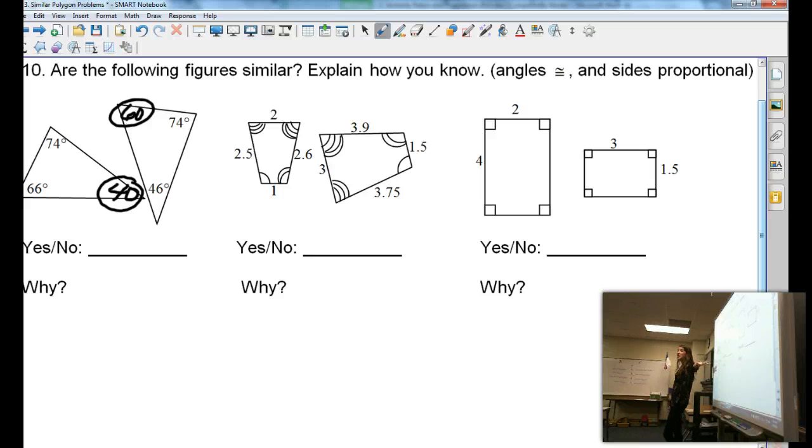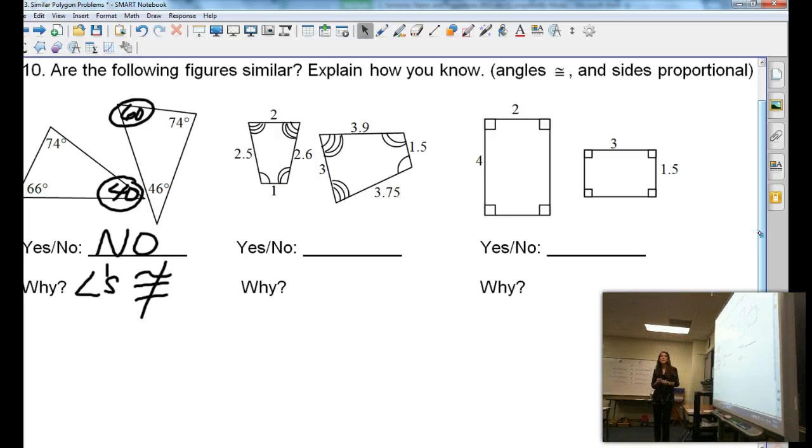Come on, are they similar, yes or no? No. They're not similar, and why are they not similar? They don't have the same angles, and then put congruent, and put a slash through it. The angles are not congruent. Therefore, they are automatically not similar. You don't even check the sides. We could care less about the sides because those angles are not congruent.